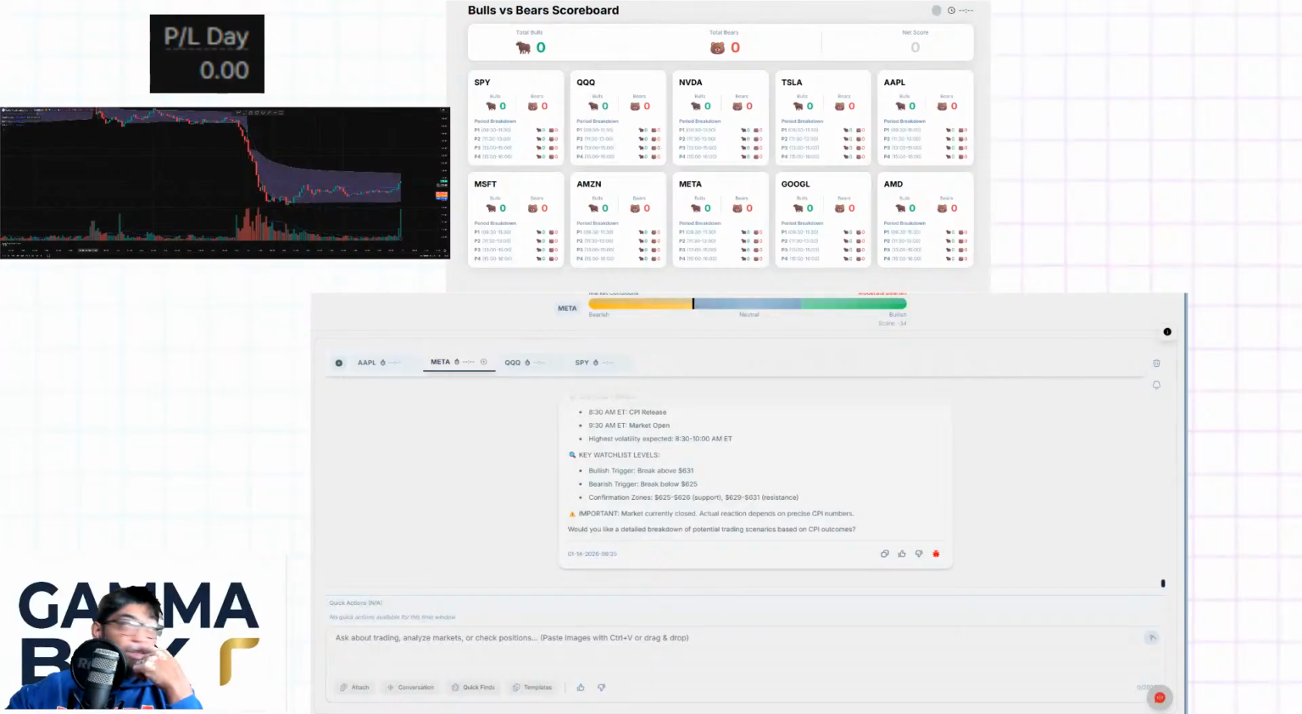Bullish trigger 631 above, and then below is 625. So anything that breaks below these two levels, otherwise I would stay out of any trades, but I would have a confirmation to make sure, but also volume profile.